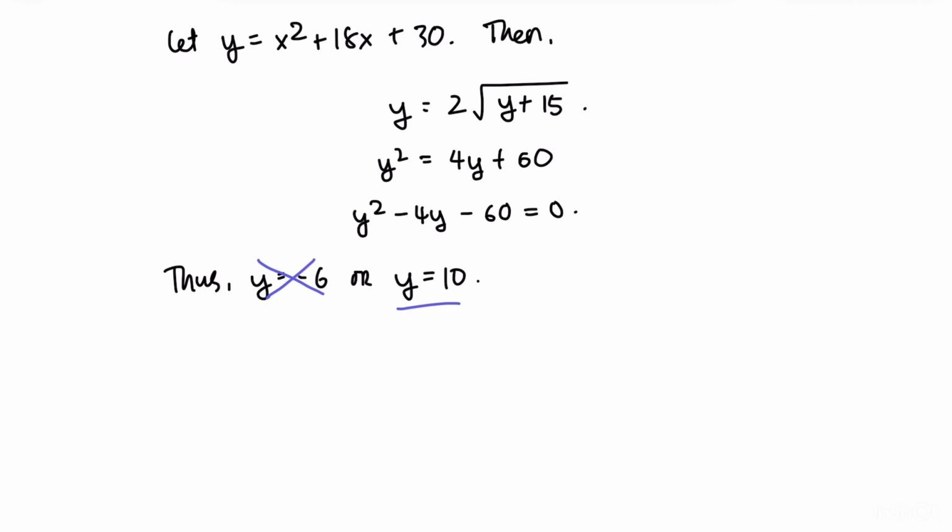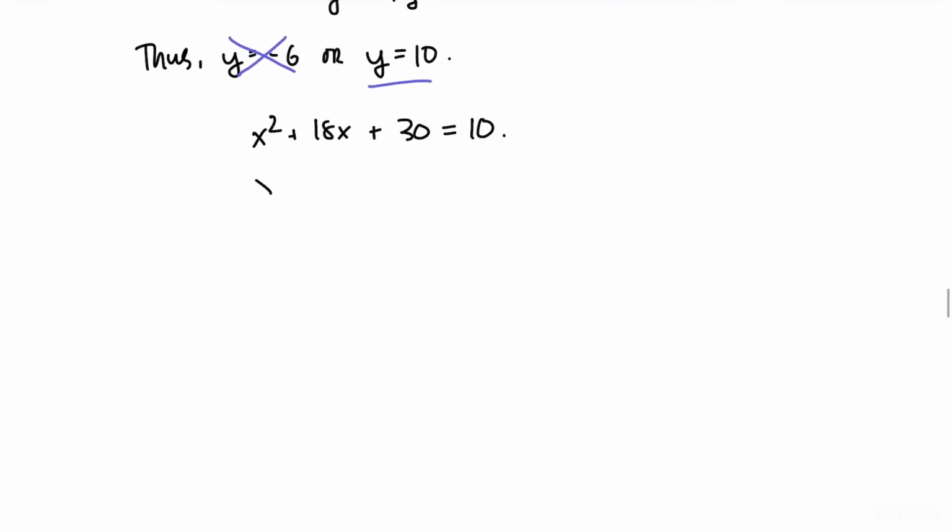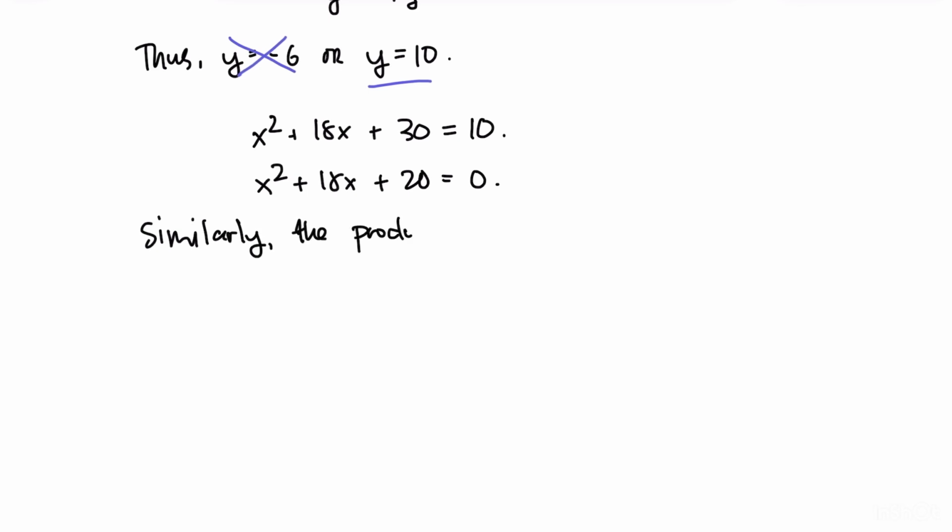And substituting back to the x squared plus 18x plus 30, we get x squared plus 18x plus 30 equals 10, which is the same thing as solution 1. So this is x squared plus 18x plus 20 equals 0. And similarly, the product of the roots is 20. So either way we get the same answer. So we're done.